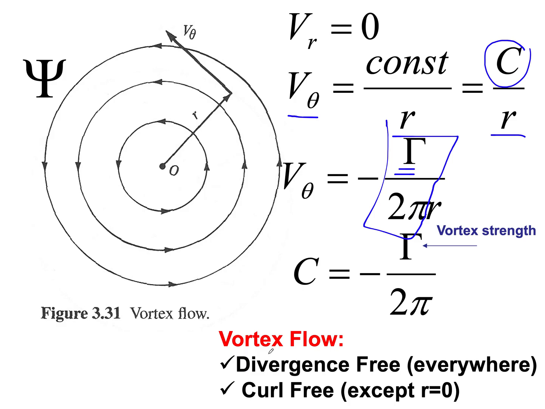And the vortex flow, just like the sink and source flow, satisfies the Laplacian equations on the stream function and velocity for the potential, which means it's divergence free and curl free, except when r is equal to 0. There is actually net circulation at r equal to 0, but that's a singular point over here. It's a singularity.